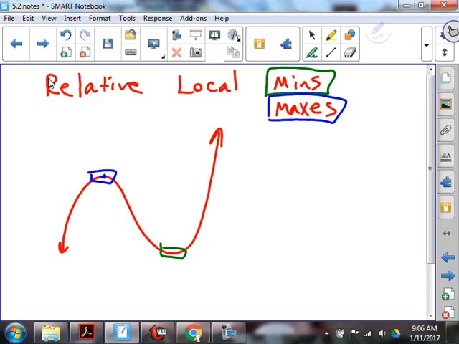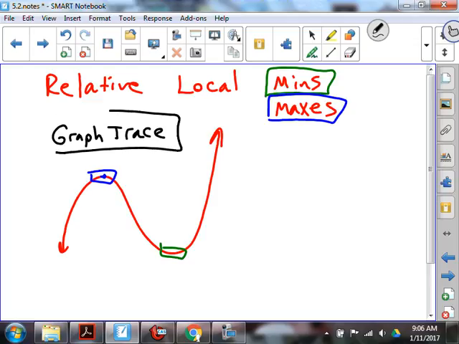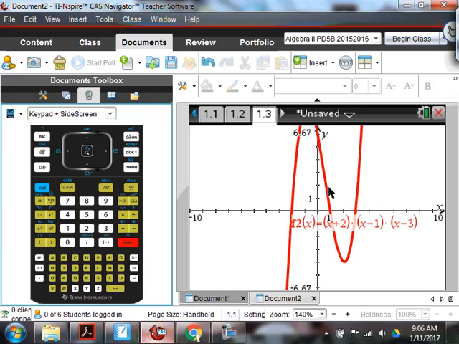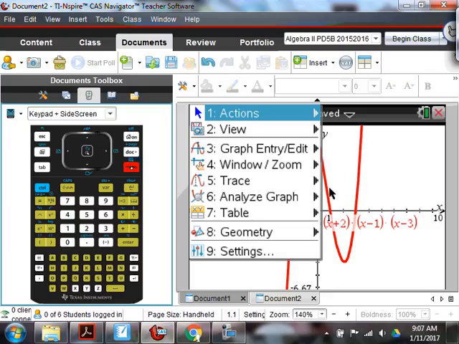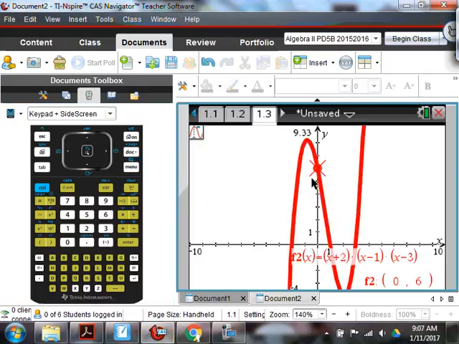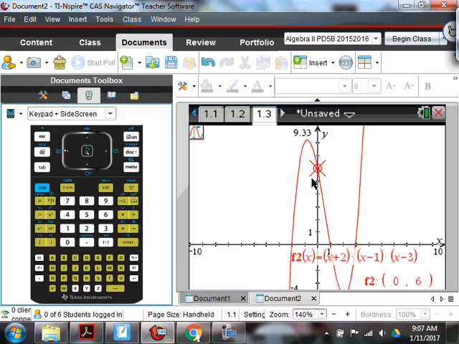In case you're wondering how you go about finding these, it's real simple. We're just going to use graph trace. That's your best tool. Here we go. Menu, trace, graph trace. Notice it flashes to the y-intercept. I'm going to cursor over a little bit, and right away I find my relative local maximum.